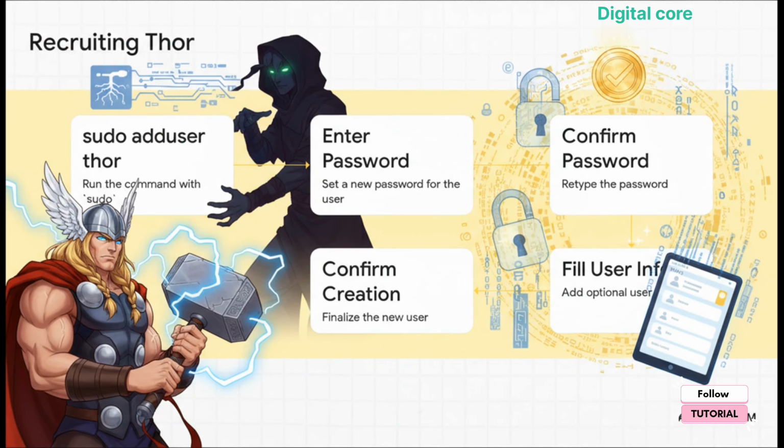Let's kick things off with Thor. The command to bring him on board is adduser Thor. But hold on a sec. A normal user like us can't just create other users. We need to borrow a little power from the root user, the superuser, the big boss of the whole system. And we do that with this magic word, sudo. So the real command is sudo adduser Thor. This one's interactive. It's going to ask you for a password, some other info. It's like you're filling out a complete hero dossier.